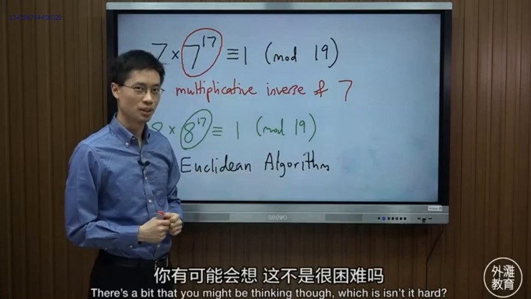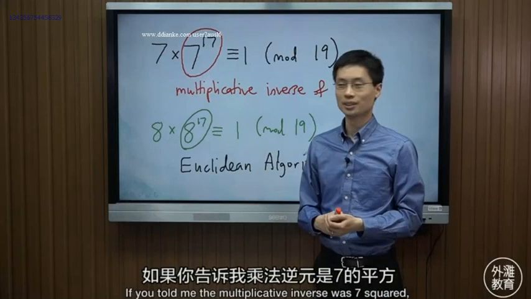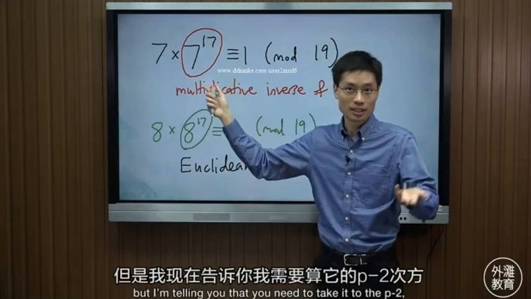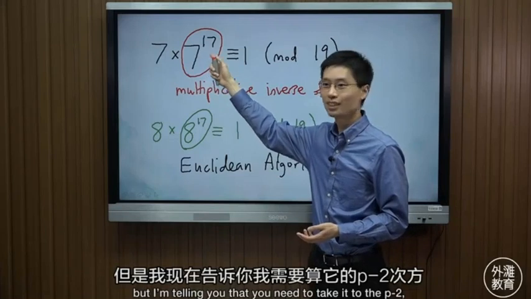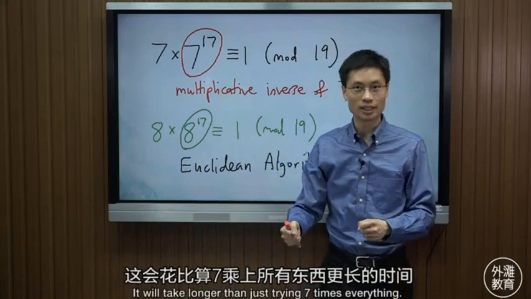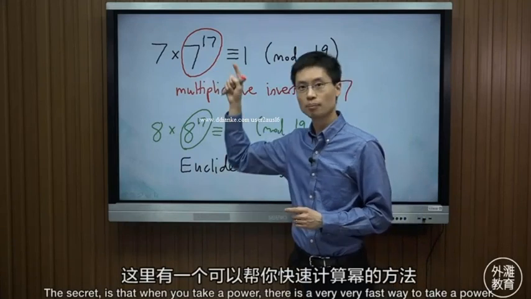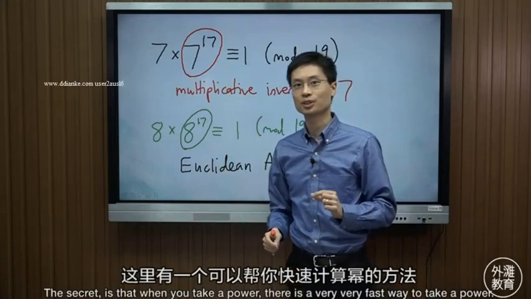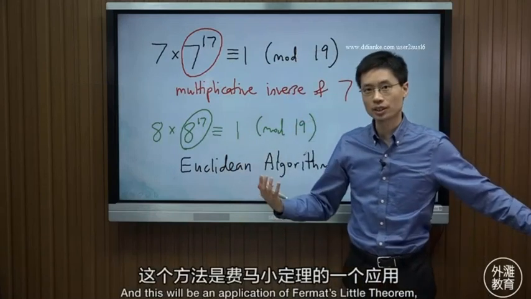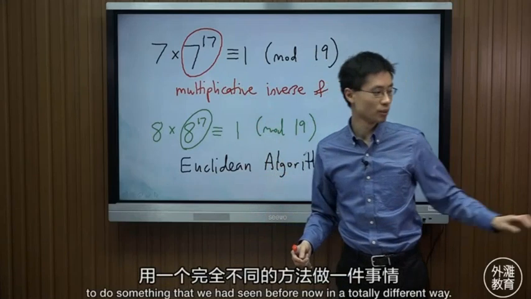There's a bit that you might be thinking, though, which is, isn't this hard? If you told me the multiplicative inverse was 7 squared, I can do that fast. But I'm telling you that you need to take it to the p minus 2. It seems like it will take forever. It will take longer than just trying 7 times everything. The secret is that when you take a power, there is a very, very fast way to take a power. And this will be an application of Fermat's little theorem to do something that we had seen before, now in a totally different way.